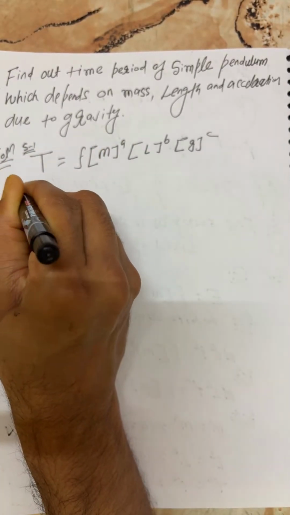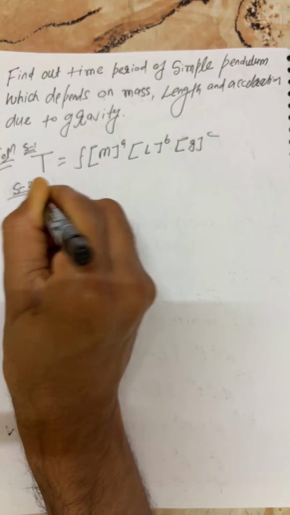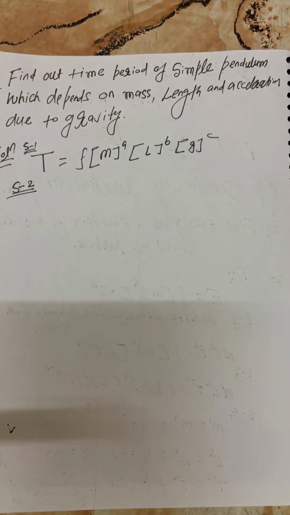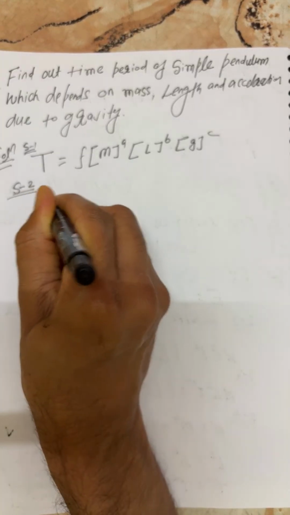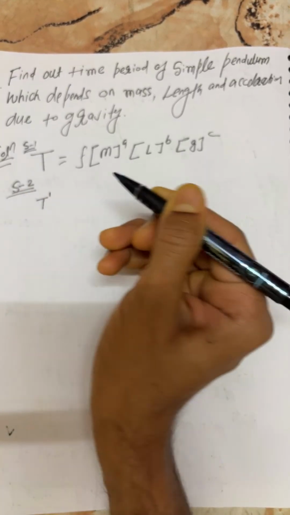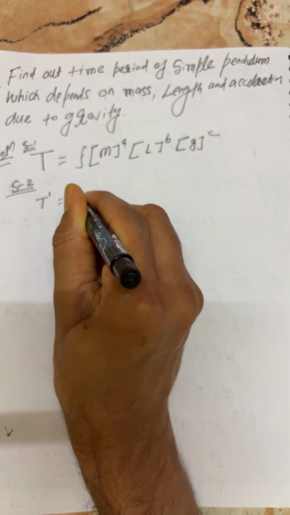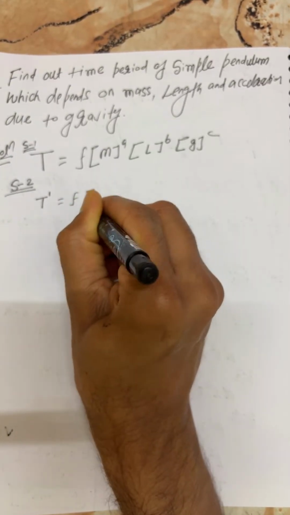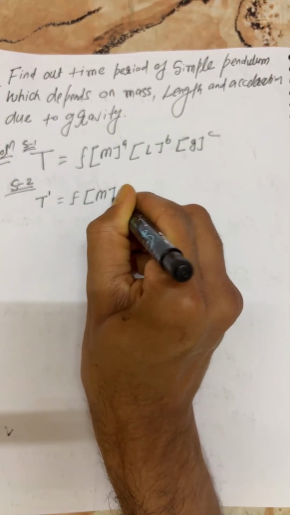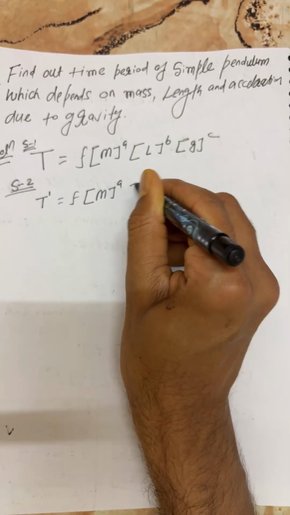Now, my dear, have a look here. I can say step 2: write down the dimensional formula on both sides. So you can write T to the power 1, there is no change. The function, beta, mass as usual, there is no change, M to the power a.